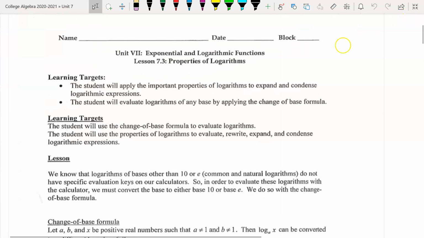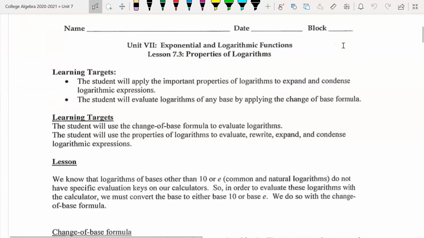Alright guys, so now that we've talked about the graphs of exponential and logarithmic functions, we're going to talk about the properties of logarithmic functions. So when you're doing the properties of logarithmic functions, there's some rules you need to follow.